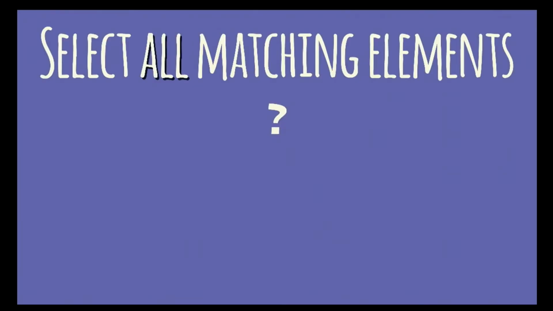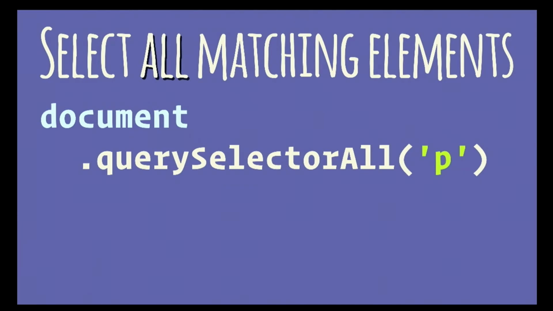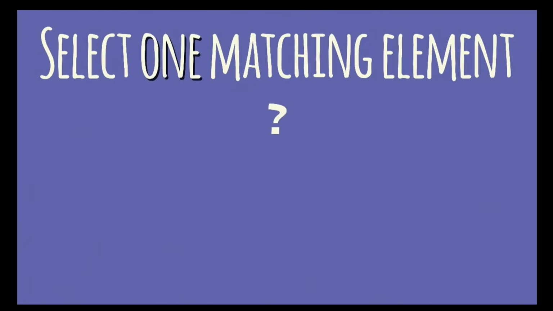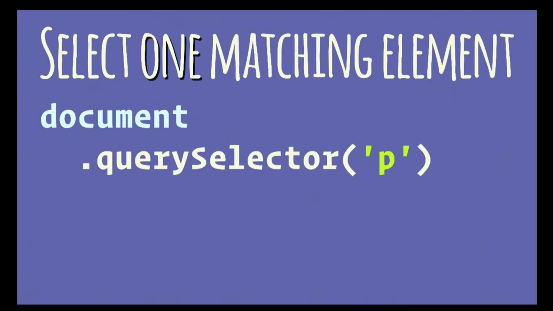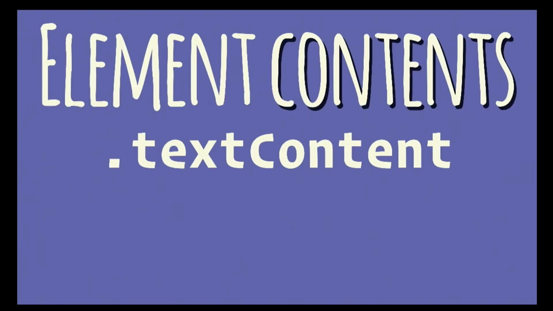Select all matching elements. How do we select all elements that match a particular selector? Document dot what? Query selector all. Query selector all. That's right. And to select only one, just query selector without the all, right? Yeah. To get the text content of something, you can use the attribute textContent. And yes, you can use textContent to change the contents as well by doing an assignment.